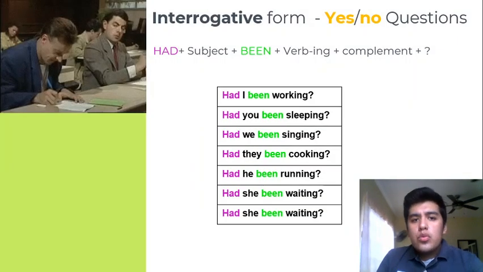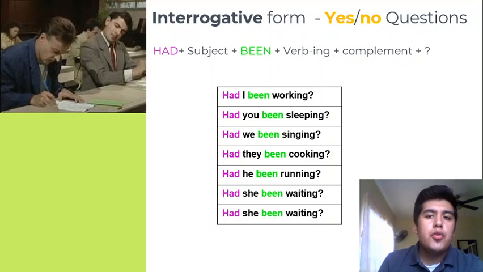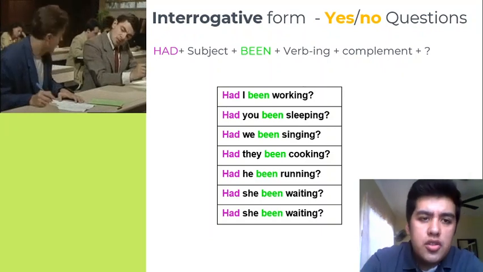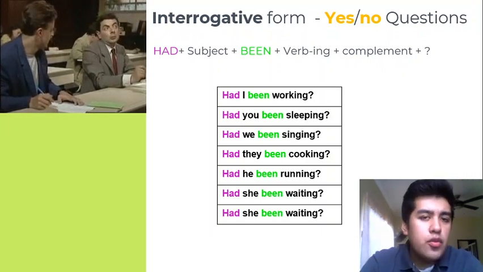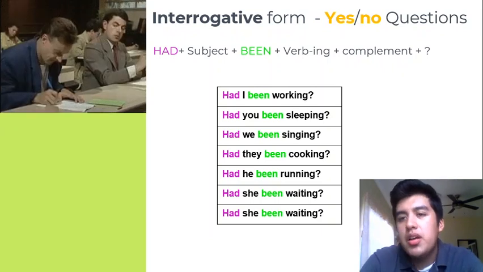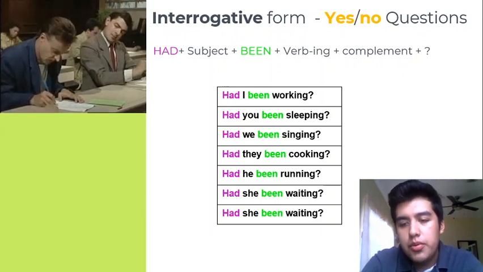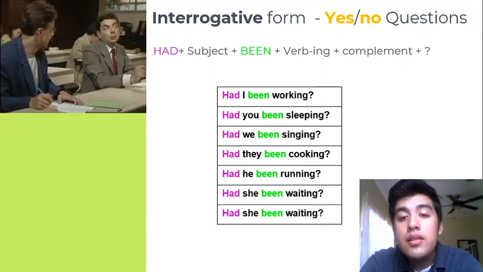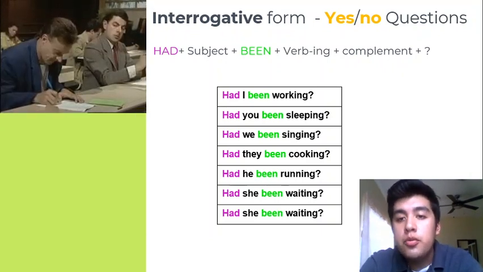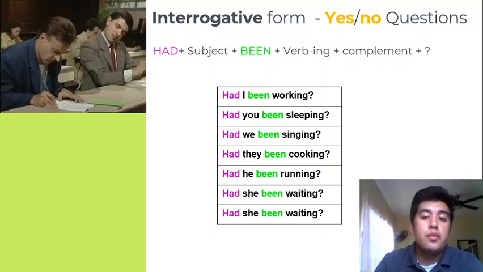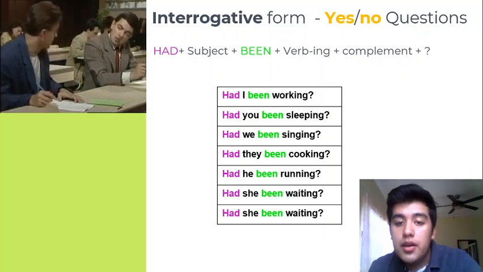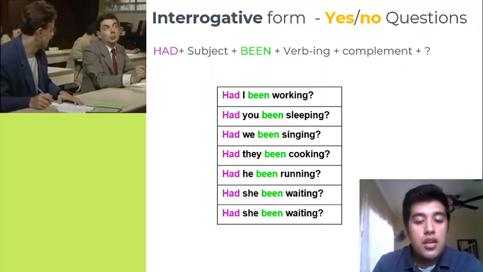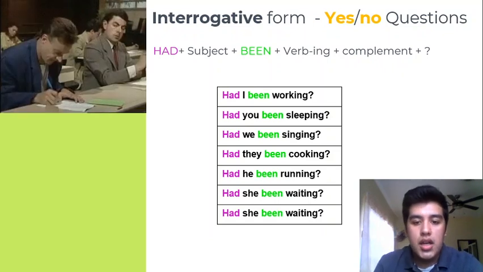Now, what about the interrogative form, the yes/no questions? It's the same structure as in all the previous ones we learned. Had plus the subject plus been plus the verb -ing form and the complement. For example, had I been working? Had you been sleeping? Had we been singing? Had she been waiting?